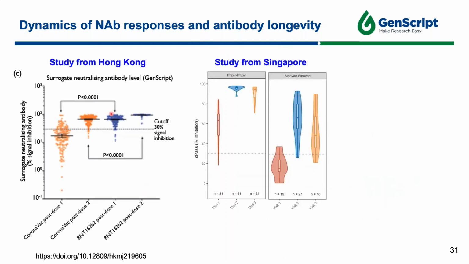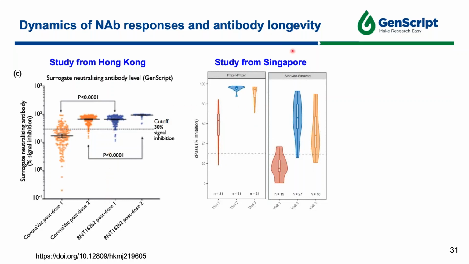For inactivated vaccine, a study from Hong Kong showed that after the first dose of the vaccine, the neutralizing antibody response is not ideal, while most of the samples still fall below the negative range. And after the second dose, there is a significant increase in the neutralizing antibody level, which is at a similar level to the first dose of Pfizer.